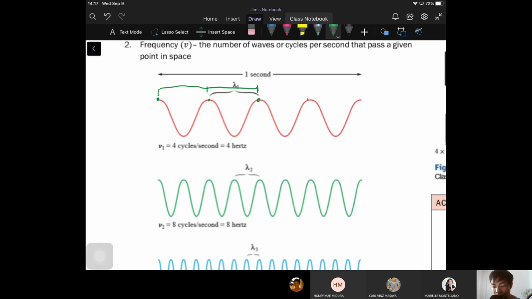Second wavelength here. Third wavelength. Then fourth wavelength. So how do we know the wavelength again? The comparison is from one peak to another peak, or it can be trough to trough, or crest to another crest. So let's use the peak first. That's 1 cycle, 2 cycles, 3 cycles, 4 cycles. So my frequency is 4 cycles per second, or 4 hertz.